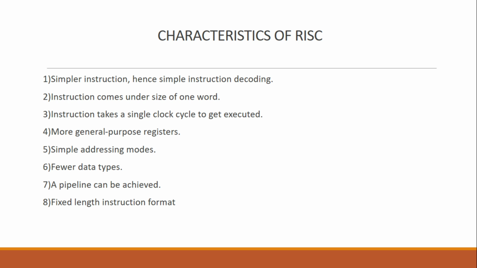Characteristics of RISC. First one, simpler instruction, hence simple instruction decoding. Second one, instruction comes under size of one word. Third one, instruction takes a single clock cycle to get executed. Fourth one, more general purpose registers. Fifth one, simple addressing modes. Sixth one, fewer data types. Seventh one, a pipeline can be achieved. Eighth one, fixed length instruction format.